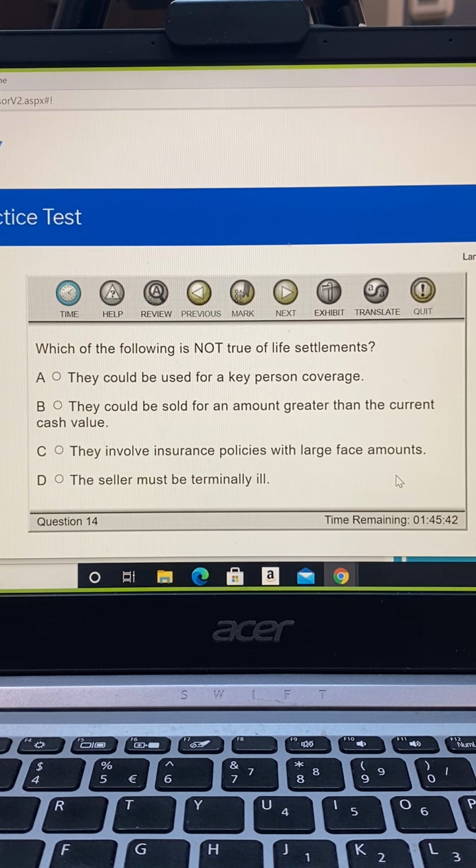I'm not sure. Do we want to mark it and come back, or we can just guess and then they'll give us the answer at the end. It's not like we're gonna lose something by trying. Okay.